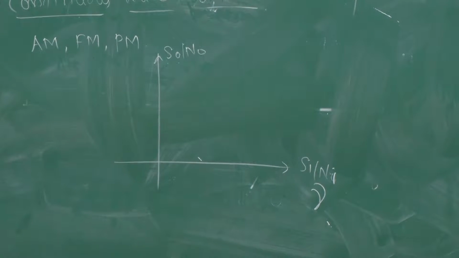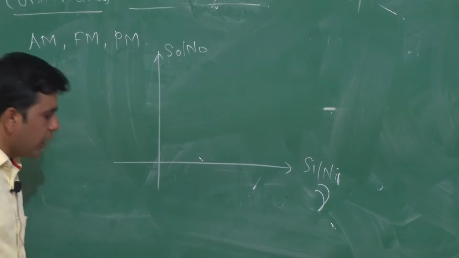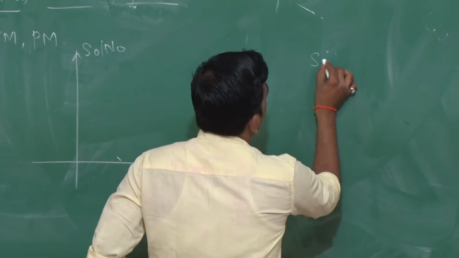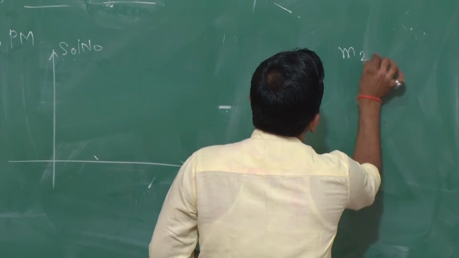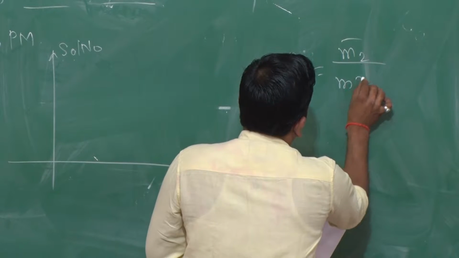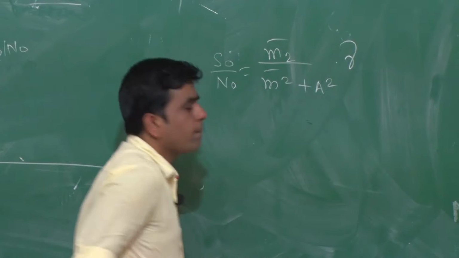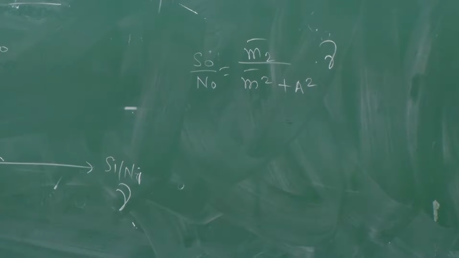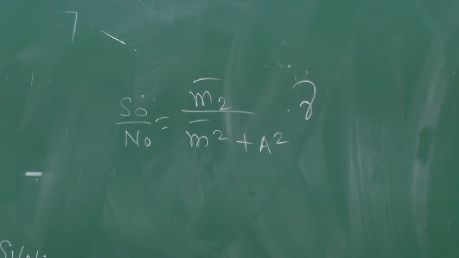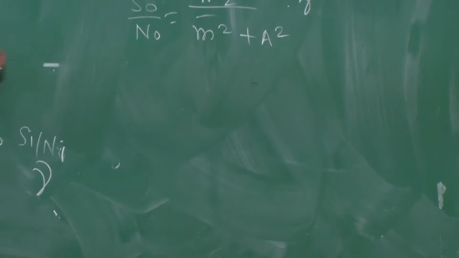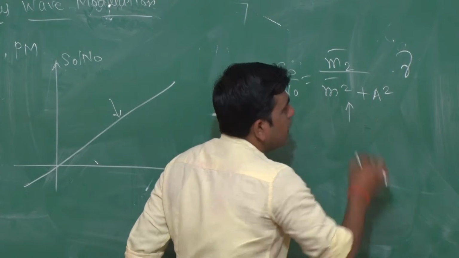We have to establish the relation between the output signal to noise ratio and the input signal to noise ratio. For the synchronous detector, we get the output signal to noise ratio S0 divided by N0 equal to m square bar divided by m square bar plus a square, into gamma. Actually it is a line. We have a 1-to-1 relationship. The slope is given by this equation.